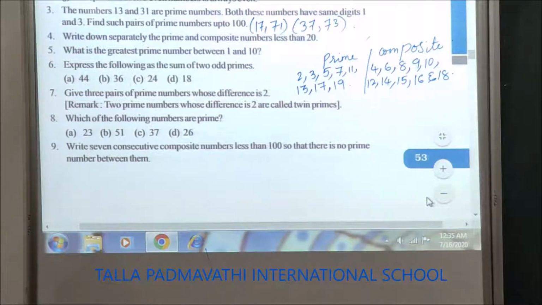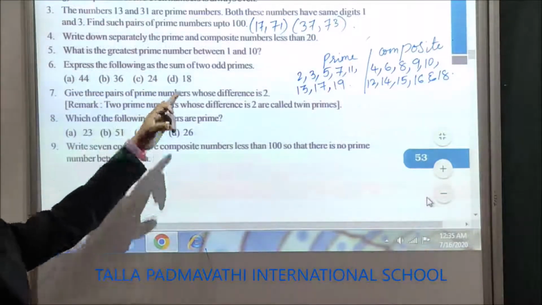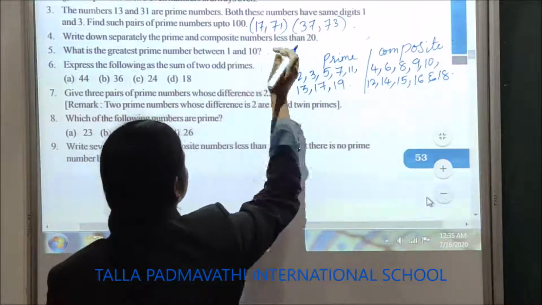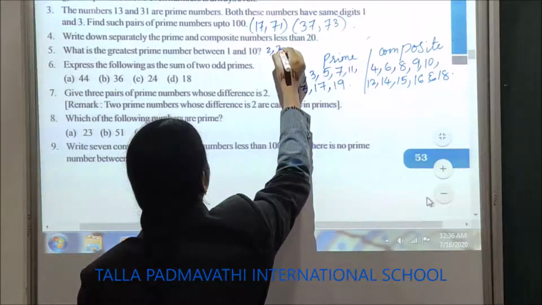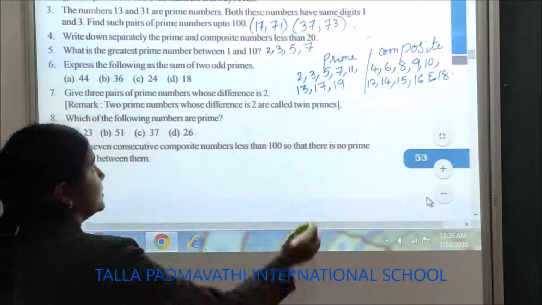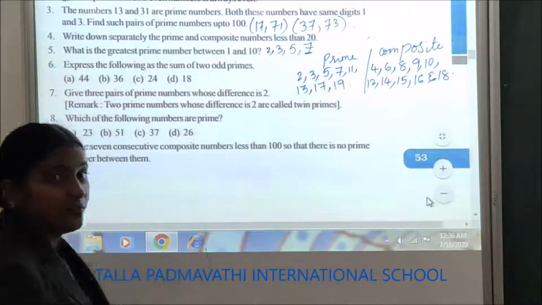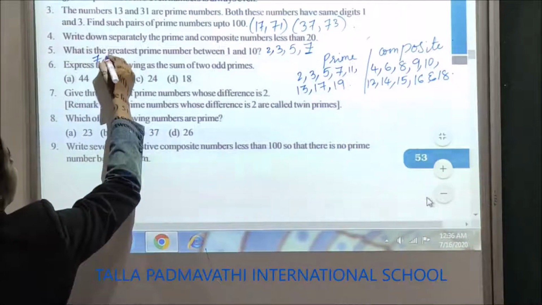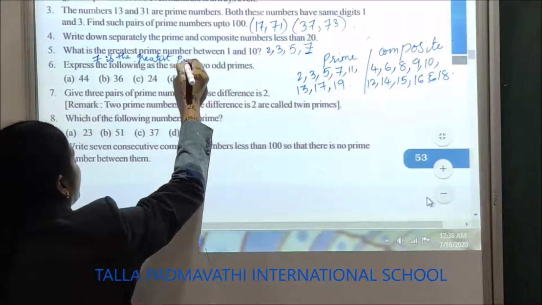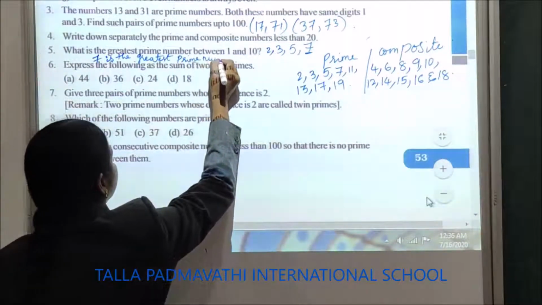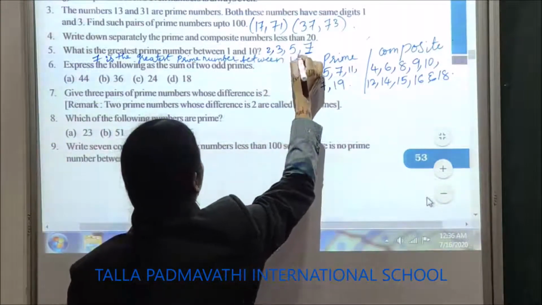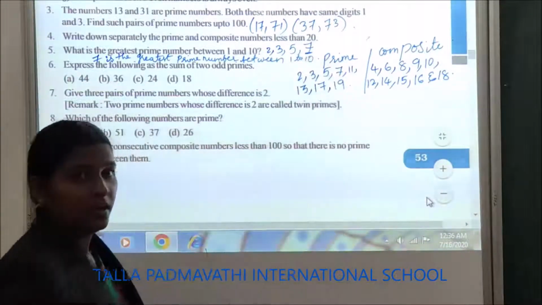Okay. Next question is, what is the greatest prime number between 1 and 10? So first you should write the prime numbers between 1 and 10. So the prime numbers between 1 and 10 are 2, 3, 5, 7. Okay children. So in this, which is greatest? 7 is greatest. So you can write 7 is the greatest prime number between 1 to 10. Okay.